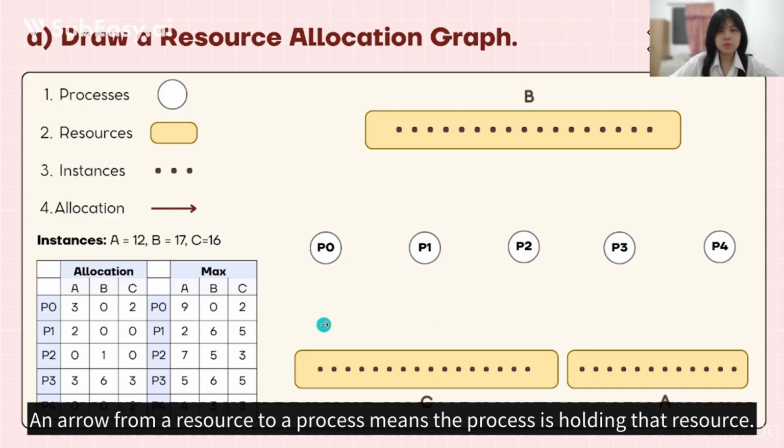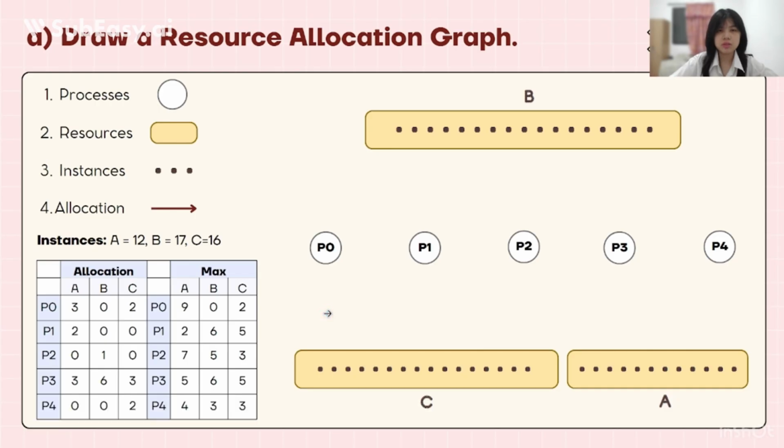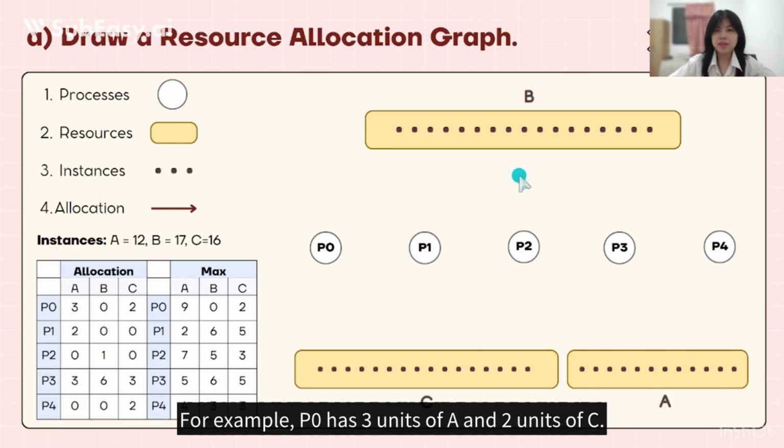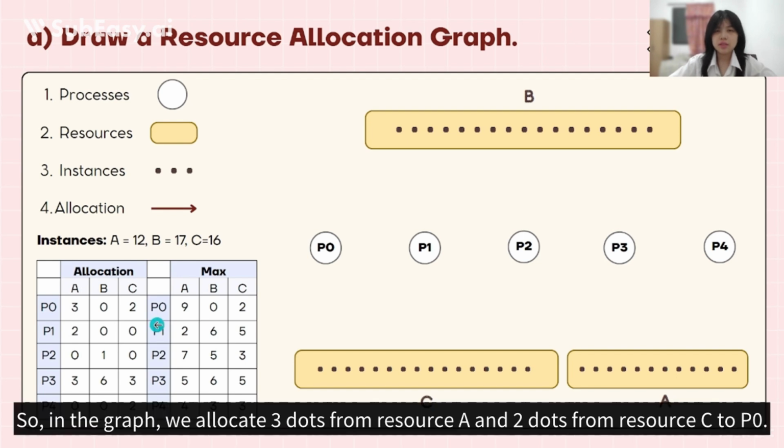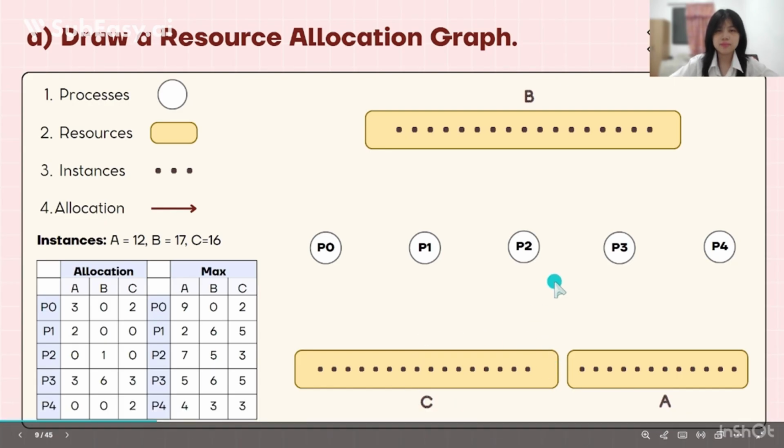An arrow from a resource to a process means the process is holding that resource. For example, P0 has 3 units of A and 2 units of C. You can think of this as counting how much money P0 currently holds. So in the graph, we allocate 3 dots from resource A and 2 dots from resource C to P0.